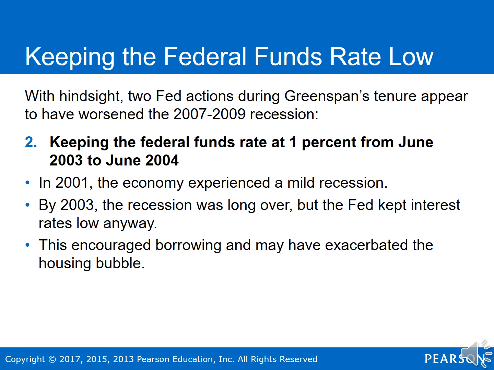So interest rates throughout the economy were artificially low because most interest rates are based on the federal funds rate, a certain multiple of it, or 10% above the federal funds rate. So interest rates too low for too long may have encouraged borrowing that helped exacerbate the housing bubble. So these are the two things that Alan Greenspan may have failed on that led to the financial crisis, or increased the severity of the financial crisis.